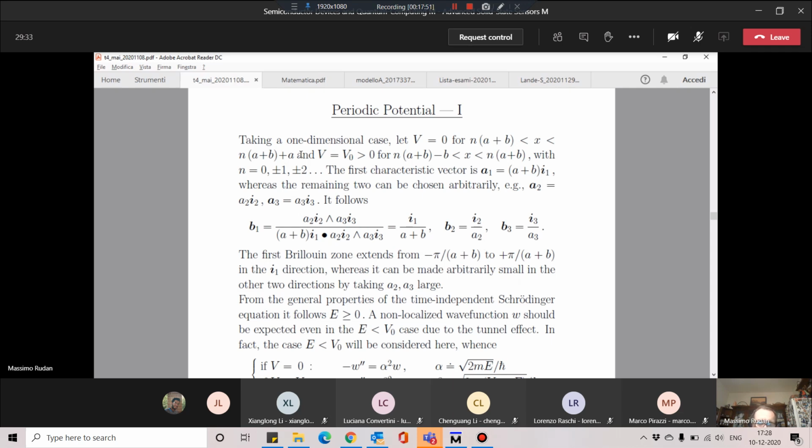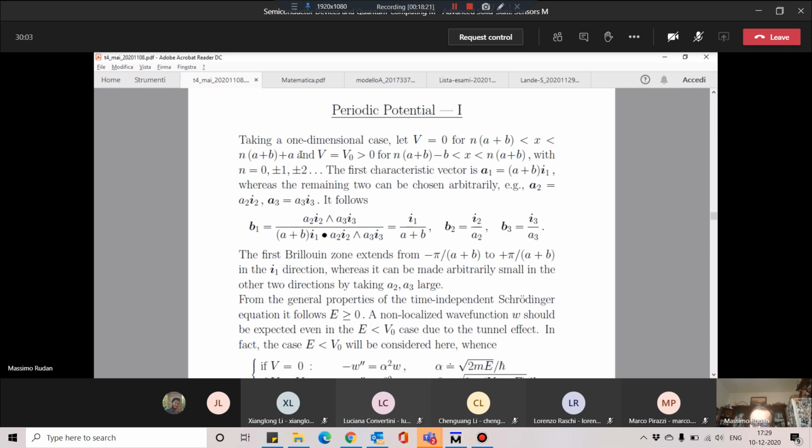And the mixed product I1 dot I2 wedge I3 gives you 1, the unity, okay? So in conclusion, after simplifying A2 and A3, we have that B1 is simply equal to I1 divided by A plus B. Then we can calculate also B2 and B3, but they are not used anymore.